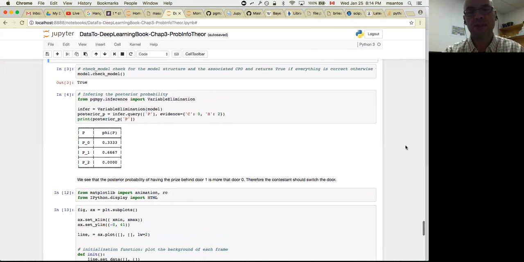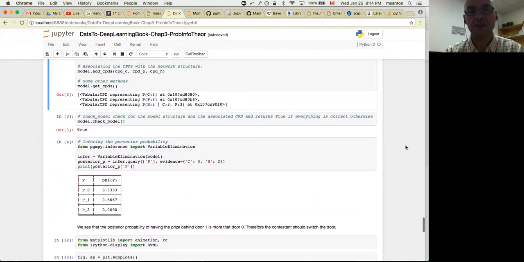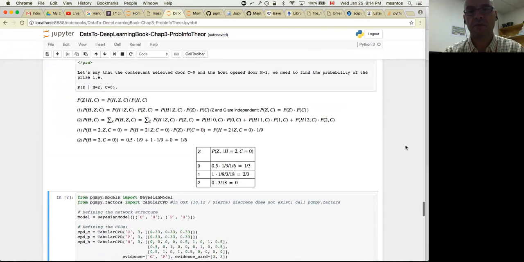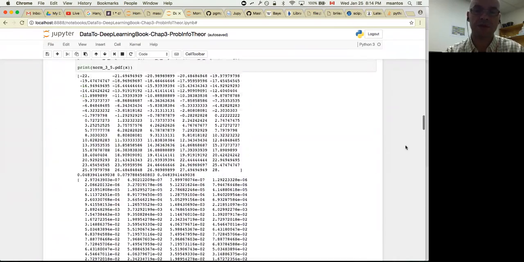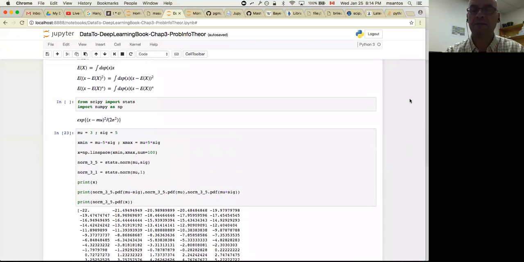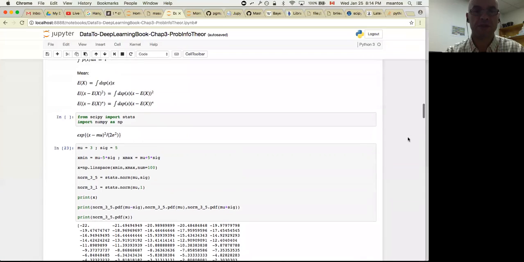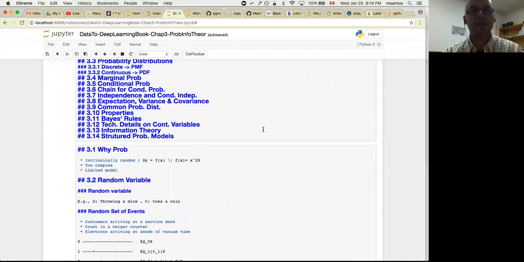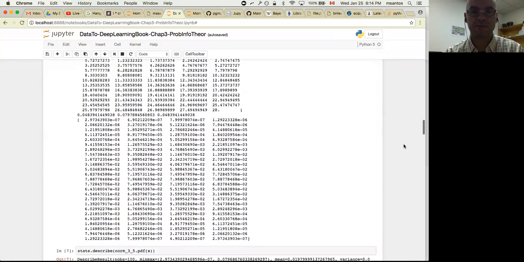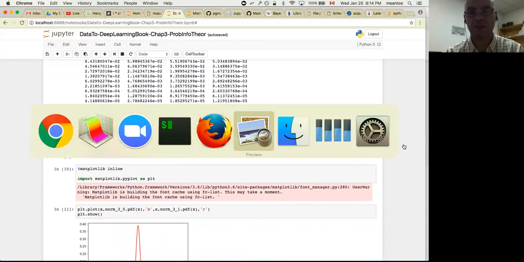What remains to discuss is two things, which is the section on information theory, and I wanted to mention the Kullback-Leibler divergence. So let me give you an example.